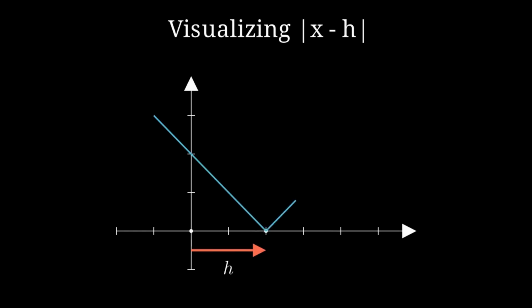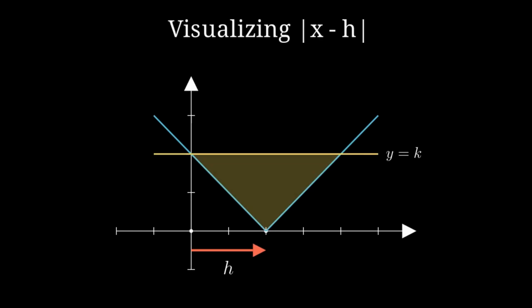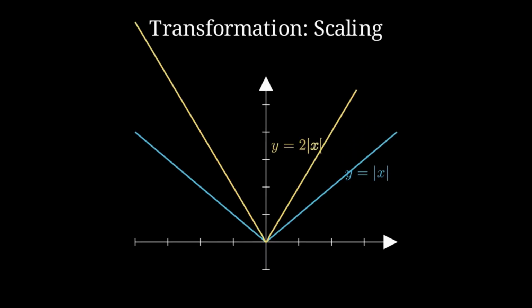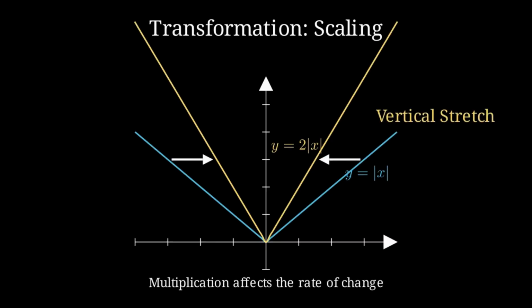The inequality then asks us to find where this V-shape sits above or below a specific horizontal boundary. Multiplying the absolute value by a constant scales the graph. A value greater than 1 makes the V narrower and steeper, while a fraction between 0 and 1 makes it wider, changing how quickly the distance grows.